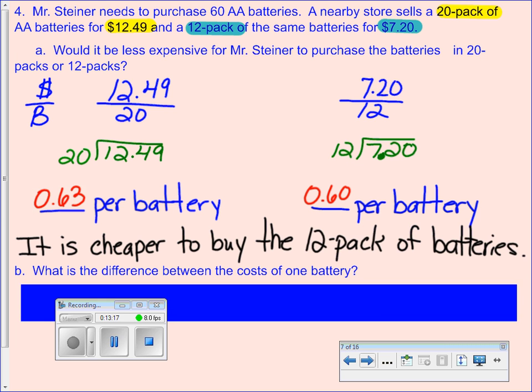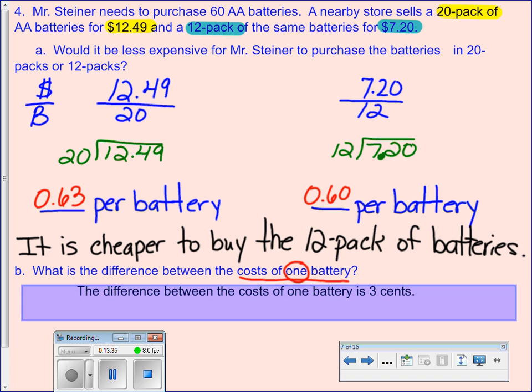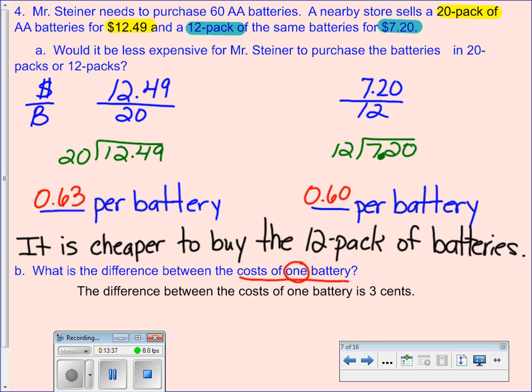And then again, be careful for number 5. Find out exactly what they're asking you. What is the difference between the costs of one battery? So if one battery in the first pack is 63 cents and one battery in the second pack is 60 cents, the difference is 3 cents.